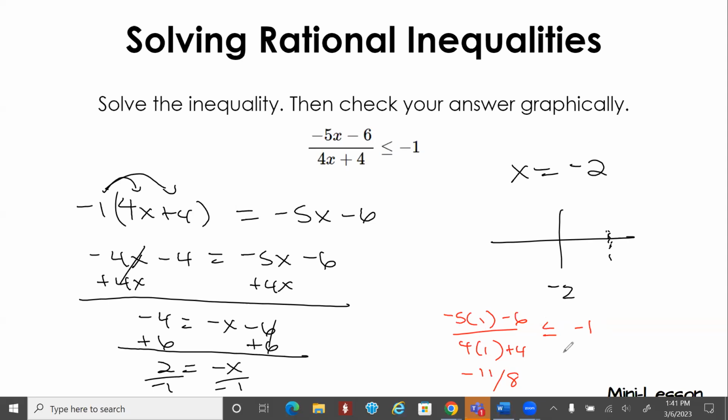It's less than, right? Okay, so yes. I need us to find another number that is less than negative 2. You said the first number was greater than negative 2, right? Negative 3 is less than negative 2. That's okay.